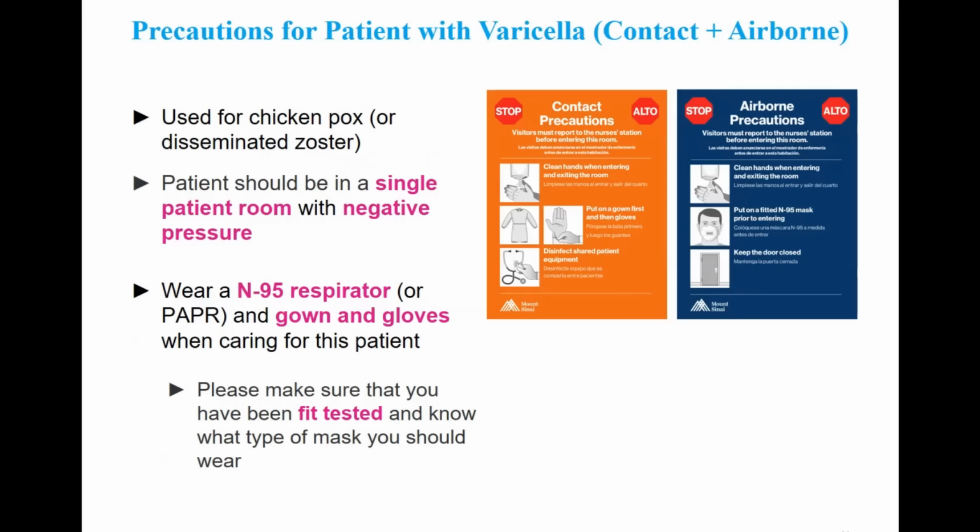For our patients who have varicella, we do require that they are on both contact precautions and airborne precautions. They should be in a single patient room with negative pressure. We wear an N95 respirator or PAPR and gown and gloves to be in compliance with both airborne precautions and contact precautions when caring for this patient. Again, for any patient with the blue airborne precaution sign, we must be sure that we know which mask we should wear and that we have been recently fit tested to ensure that the mask fits our face properly.